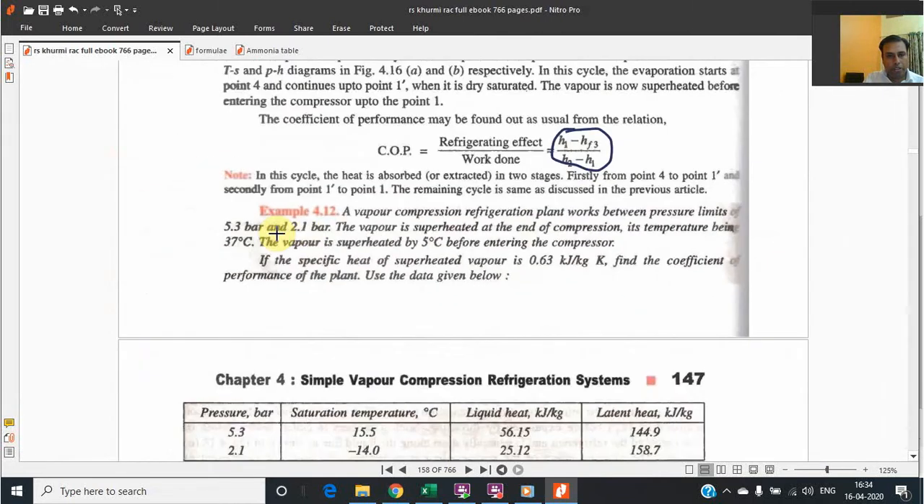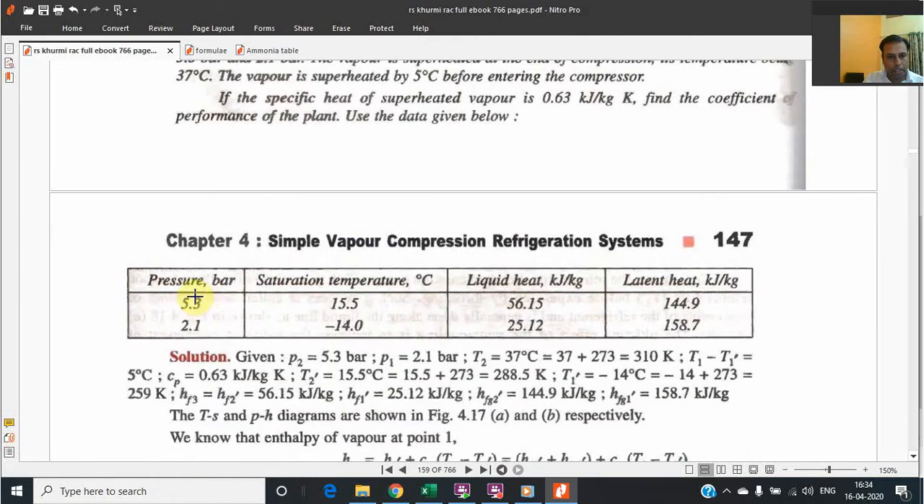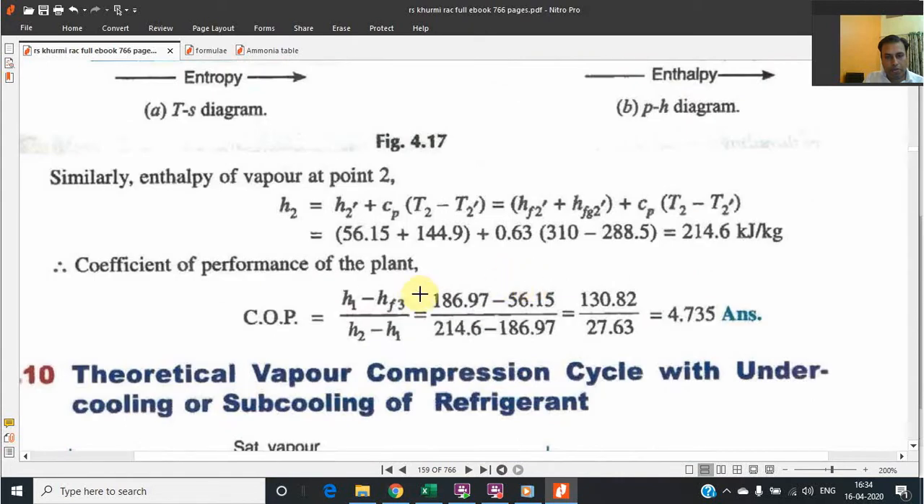And starting with the question, we know that HF3 will be obtained at whichever pressure is higher or temperature is higher, that is 5.3. At that, the liquid enthalpy, because HF means fluid, liquid, and liquid enthalpy is 56. So that 56 is to be put for HF3.